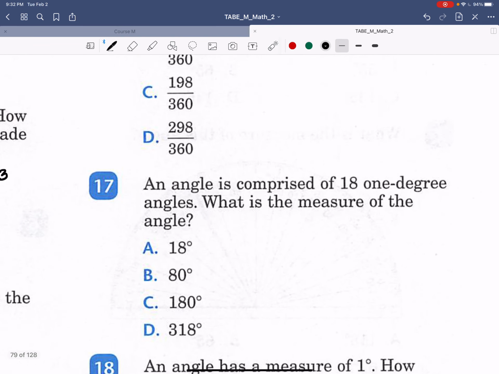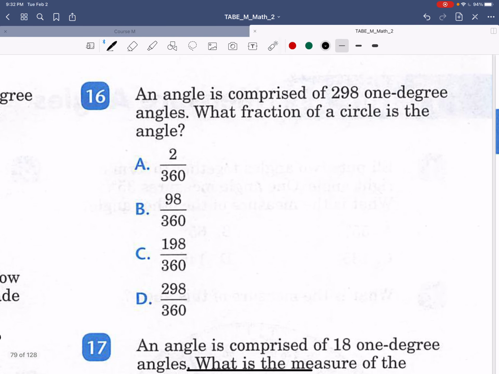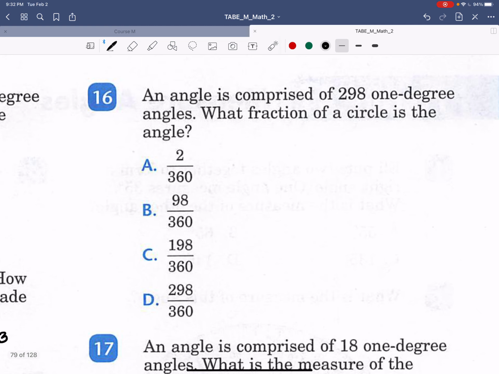Number 16. An angle is comprised of 298 1-degree angles. What fraction of a circle is the angle? So 360 is the circle. 298 times 1 is 298. So number 16 is D.